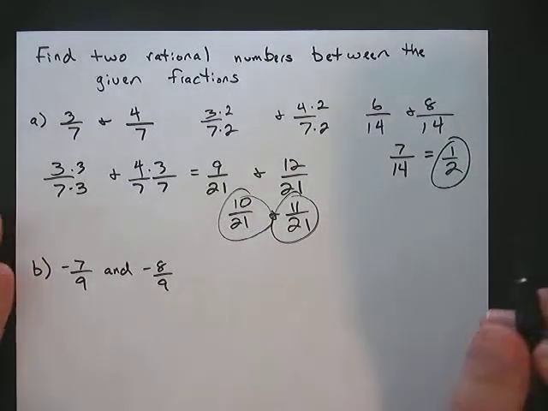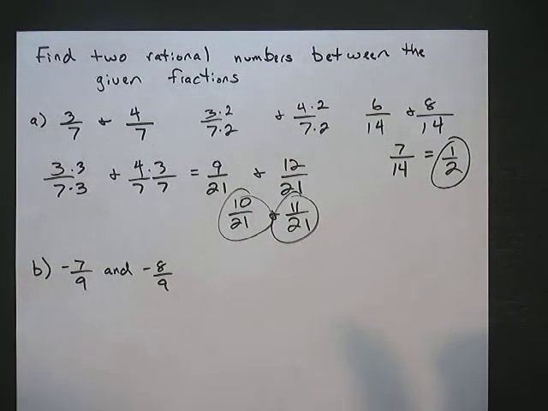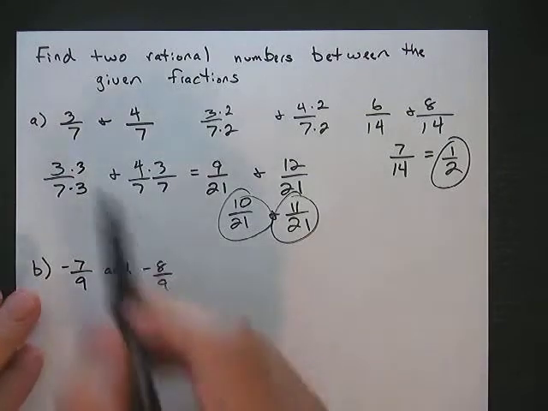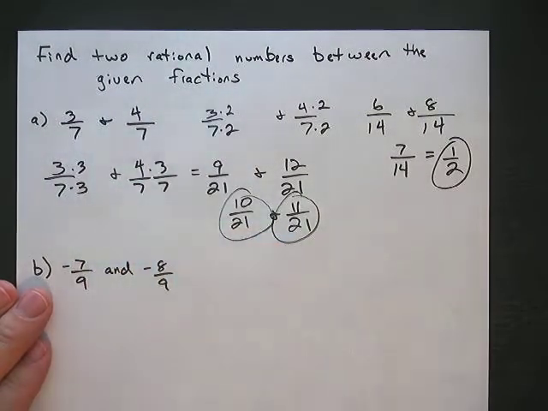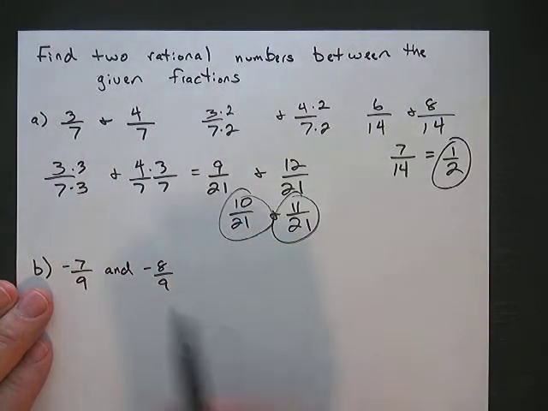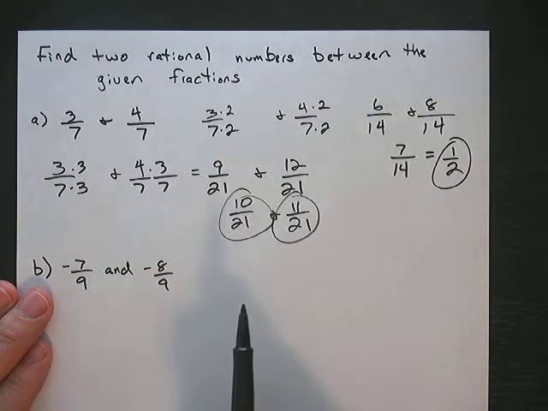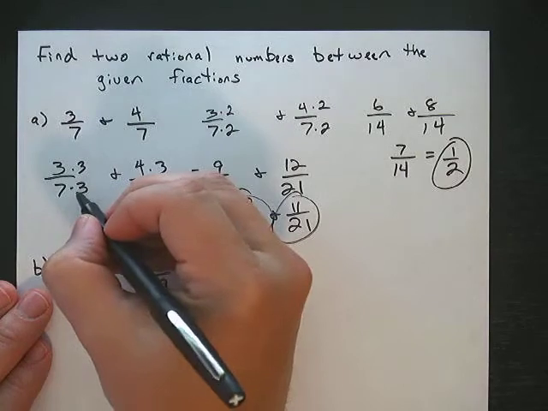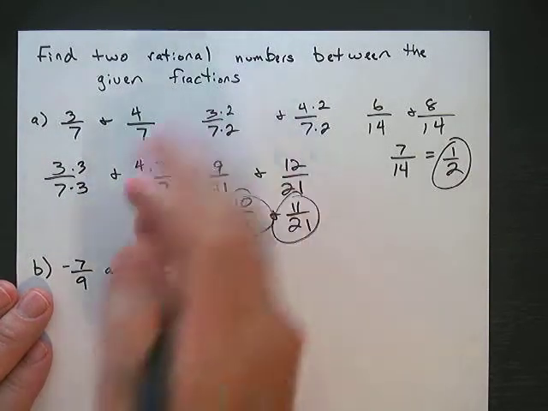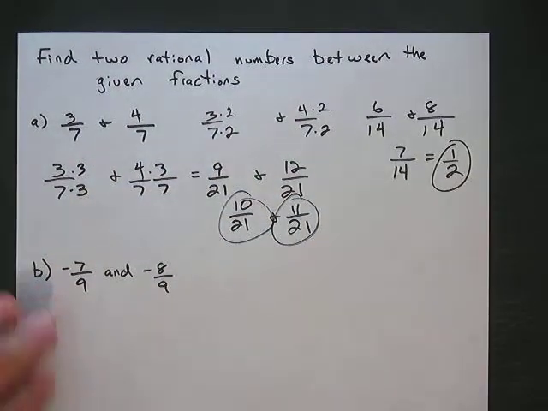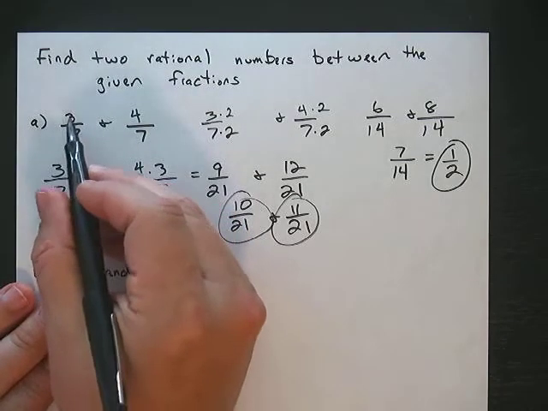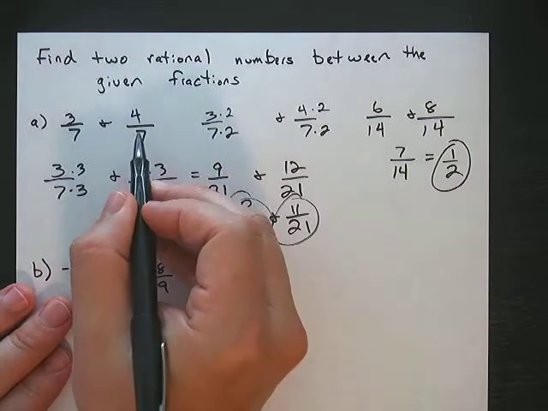And how many could we have found? How many rational numbers do you think there are between 3 over 7 and 4 over 7? Well, if I multiplied it by 4 instead of 3 on top and bottom, I would open up even more possibilities. And if I multiplied by 5 on top and bottom on both of these, I would open up even more possibilities. And I could do that and keep doing that forever, because there are infinitely many numbers between 3 over 7 and 4 over 7.